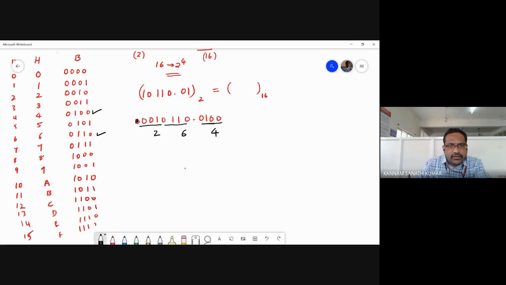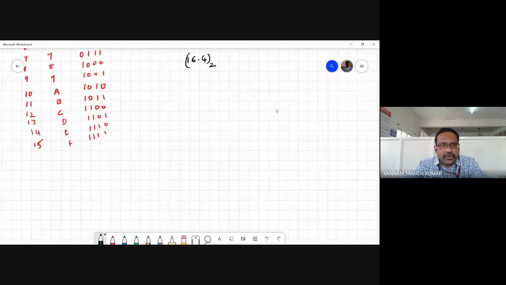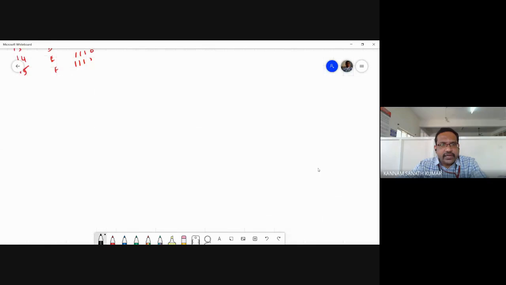Sorry, this 0 is there. 0110 is 6. 0010, so that means this is 1. Okay, 0001 is 1. So this is 16.4 to the base 16. So this is how you need to convert whatever the binary value into hexadecimal.